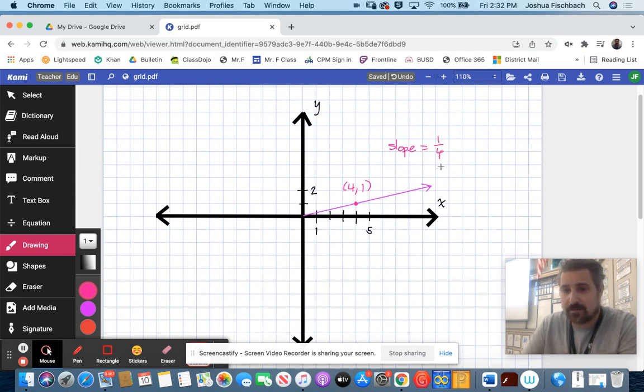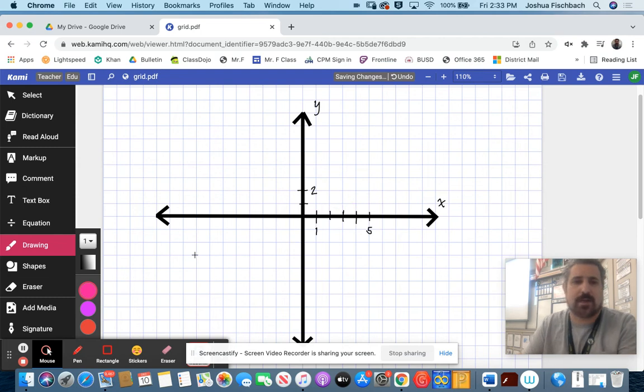Which is the same as the unit rate, isn't it? As you go over to the right 1, you go up 1/4. To the right 1, up 1/4, and so on. So the unit rate in this case, if you look at what that would be, that unit rate point would be, when x is 1, y is 1/4, right? So the unit rate and the slope are basically the same thing, right? Anyways, so the slope of that purple line is 1/4. All right, let's do another one.